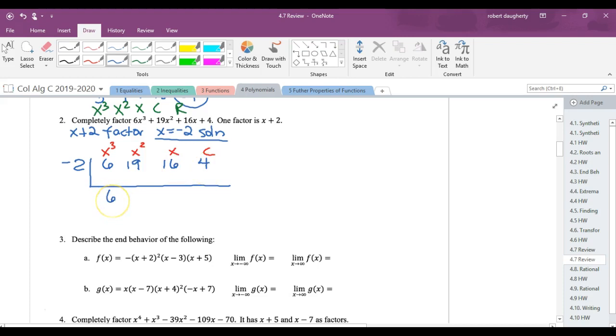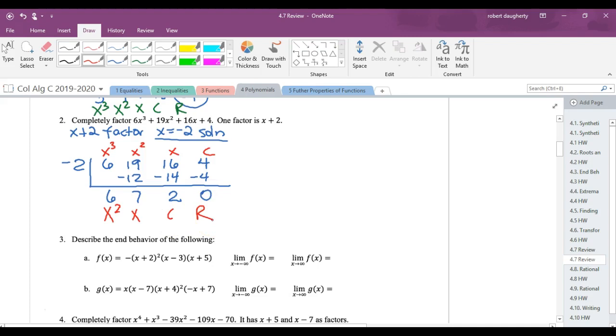Bring the 6 down, negative 2 times 6. Add to get 7. Add these to get negative 14, add to get 2. Multiply to get negative 4, add to get 0. Now what I'm left with, this is my x squared, my x, my constant, and my lovely 0 remainder.